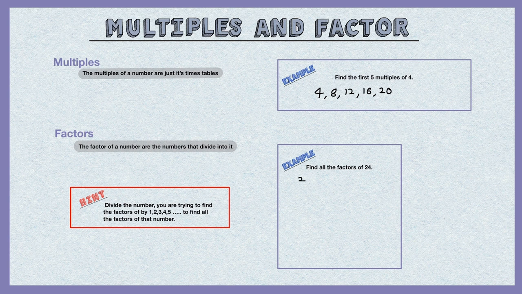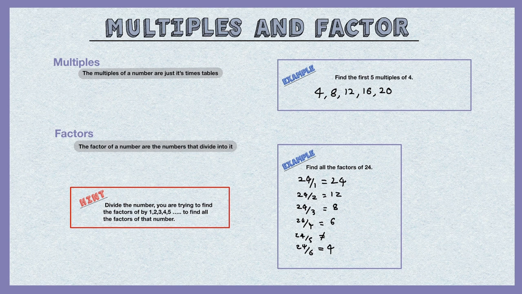We'll start off with 24 divided by 1, which equals 24, then 24 divided by 2, which is 12, then 24 divided by 3, which is 8, then 24 divided by 4, which is 6, and 24 divided by 5 doesn't go. So 24 divided by 6 is 4, and this is where we stop because we have found a repeating number here, 4 and 6, 4 and 6. So now we can write out all the factors.